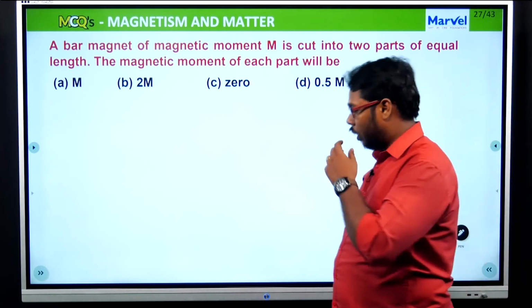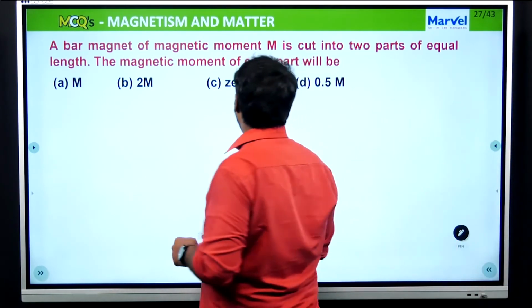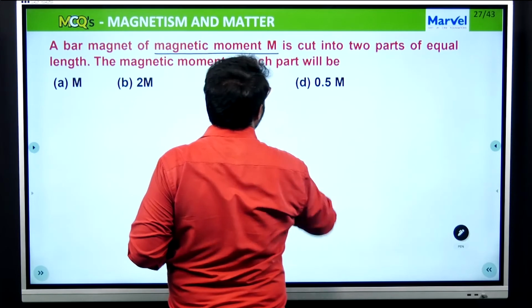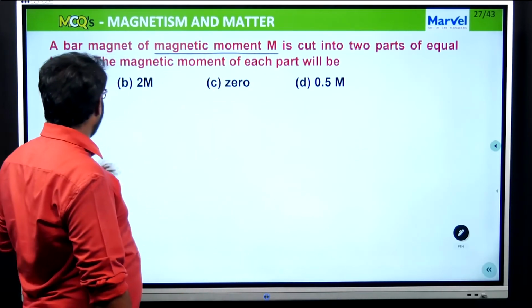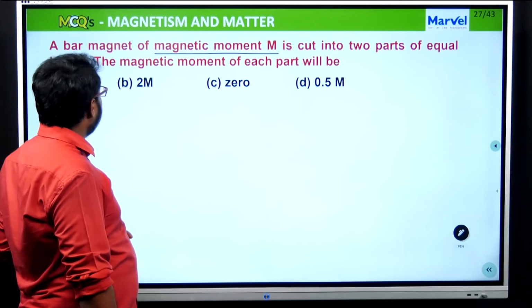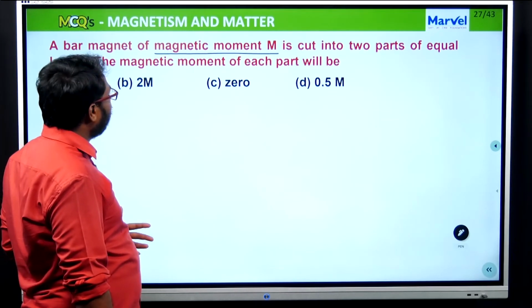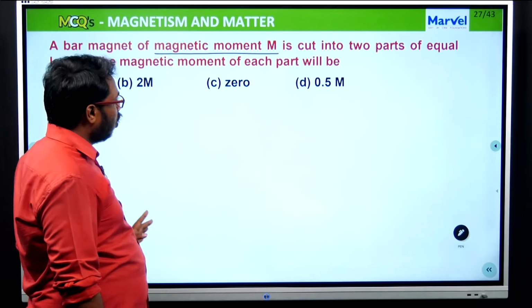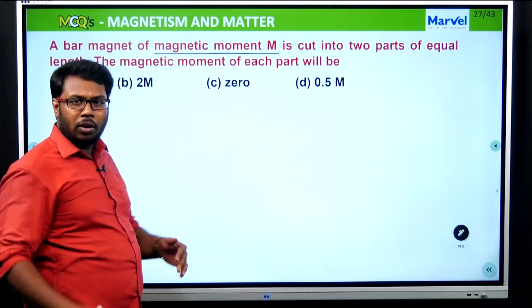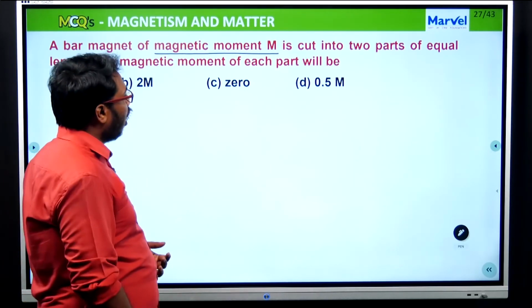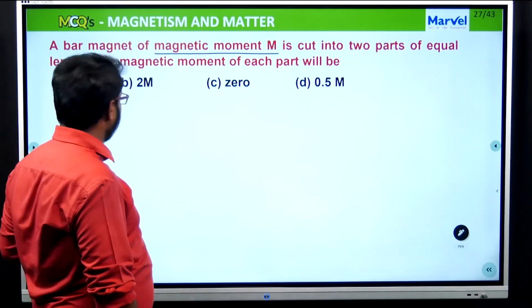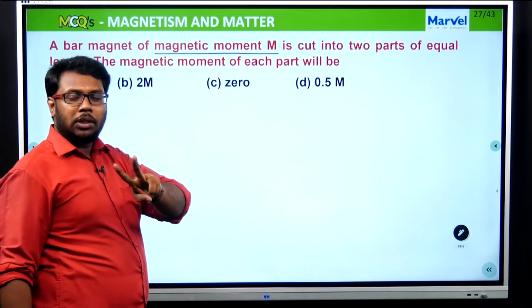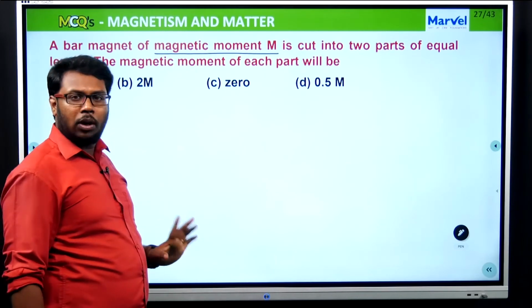Here a bar magnet of magnetic moment capital M is cut into two parts of equal length. The magnetic moment of each part will be? So now you are going to cut a bar magnet into two pieces of equal length. You are just going to cut it into two pieces, but both the pieces are of equal length.